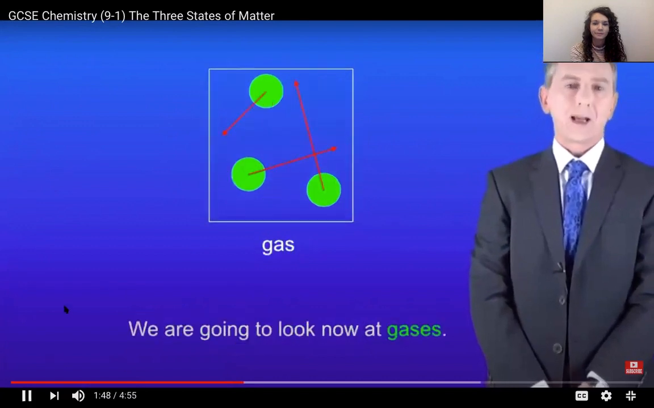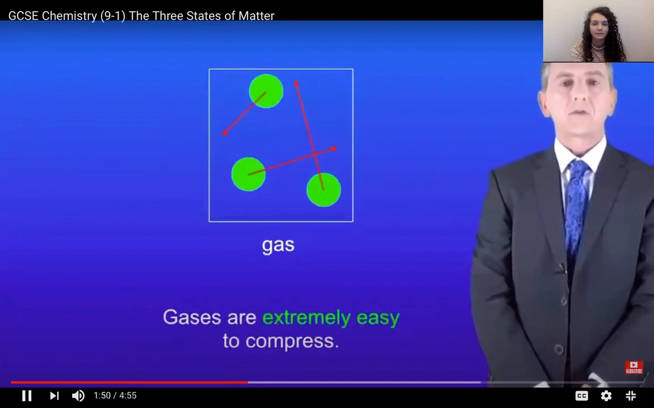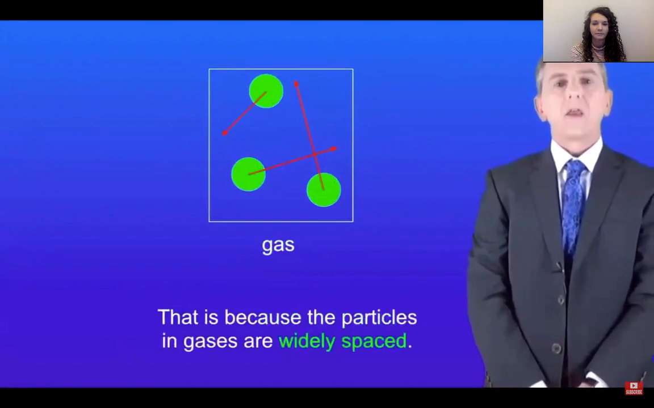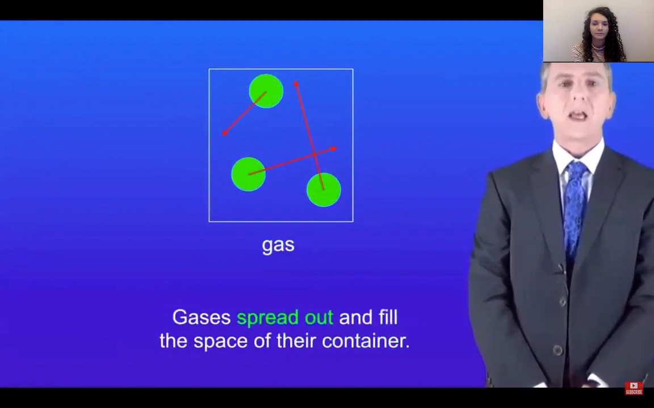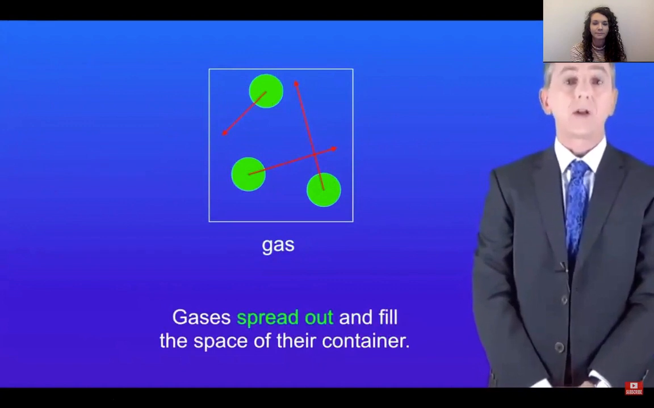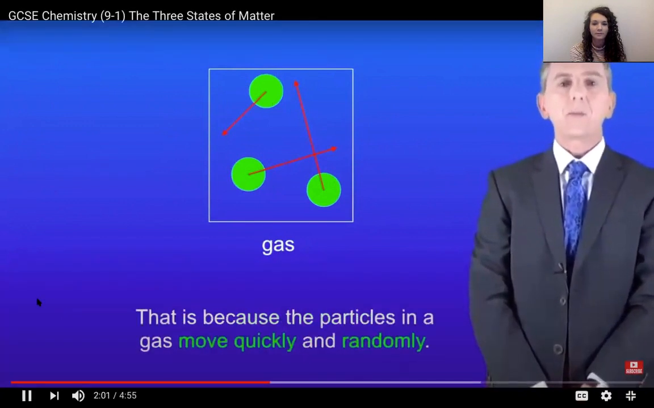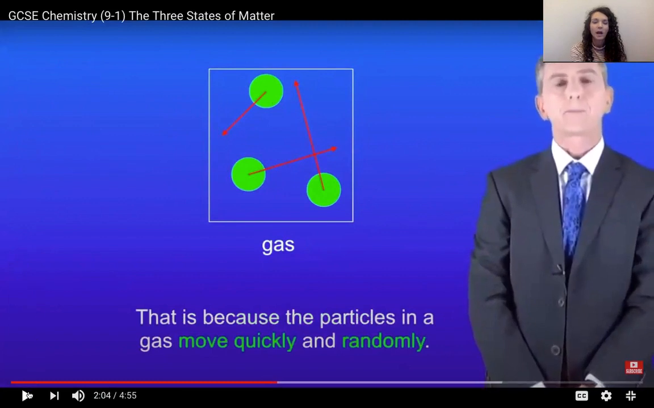Okay, we're going to look now at gases. Firstly, gases are extremely easy to compress. That's because the particles in gases are widely spaced. Secondly, gases spread out and fill the space of their container. And that's because the particles in a gas move quickly and randomly. Okay, so in terms of the energy that a gas has, gases have the highest amount of energy of all the states of matter. And that means that the particles are moving around really quickly and randomly.